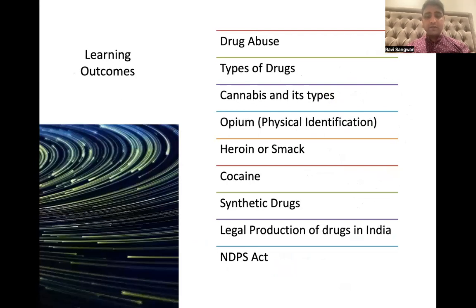So in 25 minutes, you will be learning about all kinds of narcotic drugs, drugs of abuse, types of drug, cannabis, opium, heroin, cocaine, synthetic drugs, legal production of drugs in India, and the NDPS Act. It's also very necessary to learn about these drugs because if we want to avoid them, and regulate or check the use of drugs in India, which is a very big problem right now, we have to learn about these things.